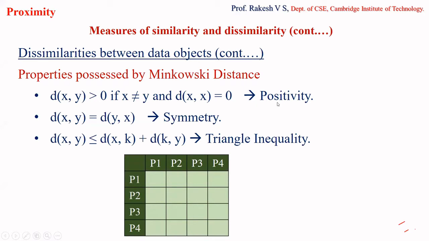Now, when I say positivity, this particular value here, d of x comma x, which is nothing but the principal diagonal values in this table, that is P1, P1, P2, P2, P3, P3, P4, P4, is always 0. You need not calculate this. You can directly make it 0, but you have to write one sentence, that is d of x comma x is equal to 0. You have to write that.